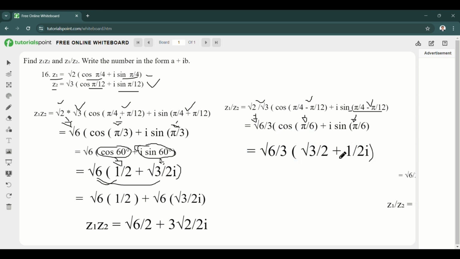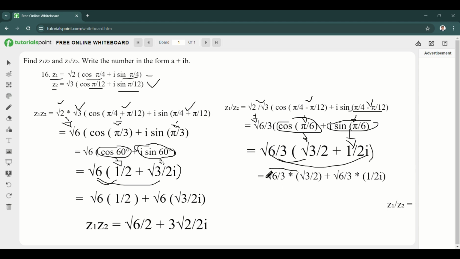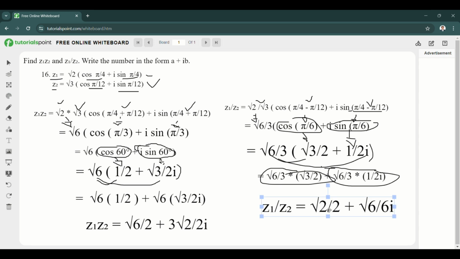So next step is to evaluate those cosine and sine values. So we'll have square root of 3 over 2 plus 1 over 2i, which comes from here. After that, we will distribute square root of 6 over 3 to these two values. So we will multiply them, then add. So the quotient of z1 divided by z2 equals the square root of 2 over 2 plus square root of 6 over 6i.